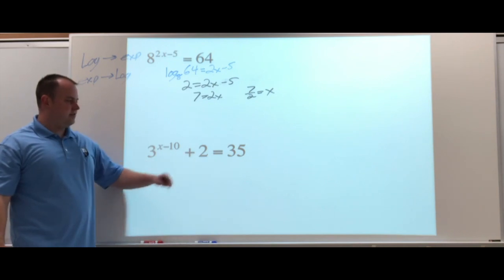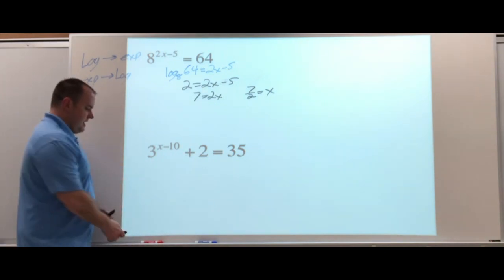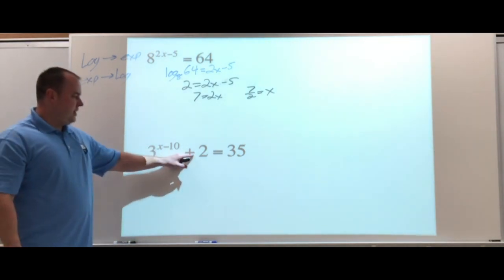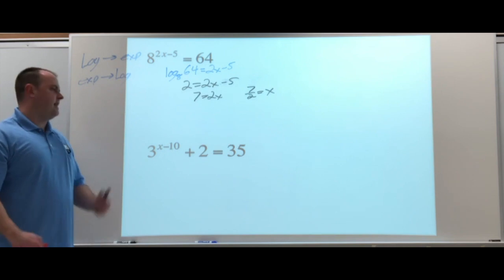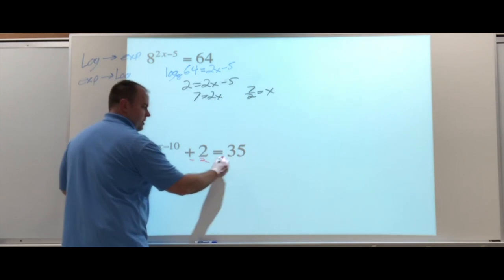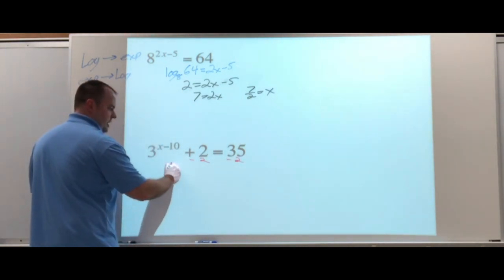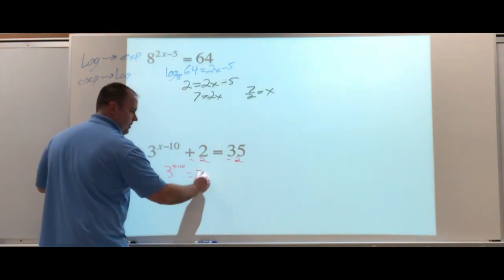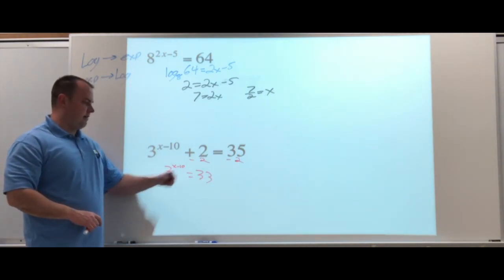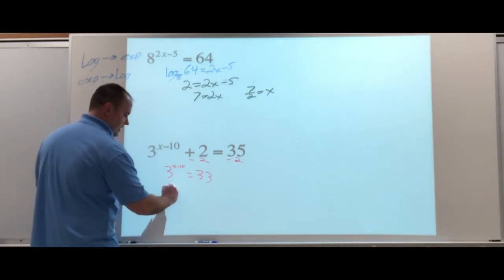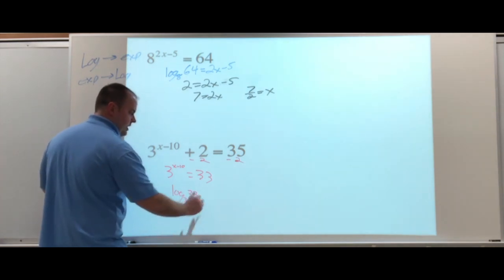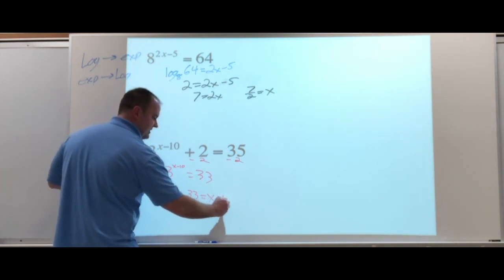3 to the x minus 10 power plus 2 equals 35. Now for this one, that 2 is not a part of the exponent, so we need to get rid of that 2. Kind of how we had to get rid of the 10, you have to get everything away from the power first. So I'm going to subtract 2 from both sides. 3 to the x minus 10 equals 33. And I'm going to now rewrite this as a log. Since everything's away, we have log base 3 of 33 equals x minus 10.